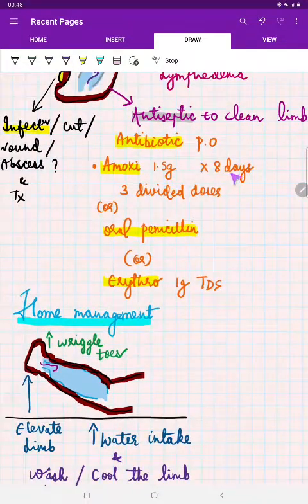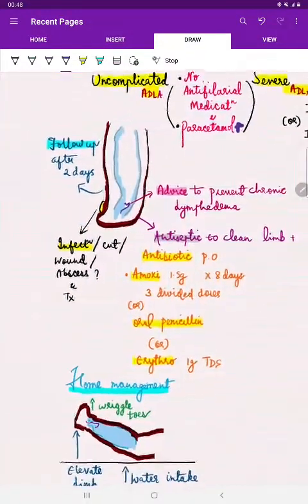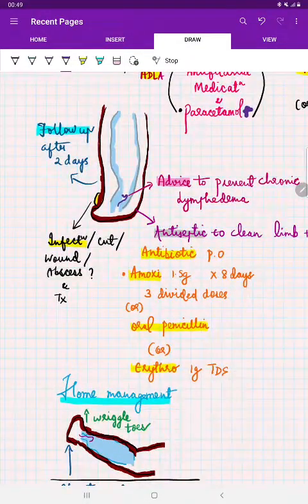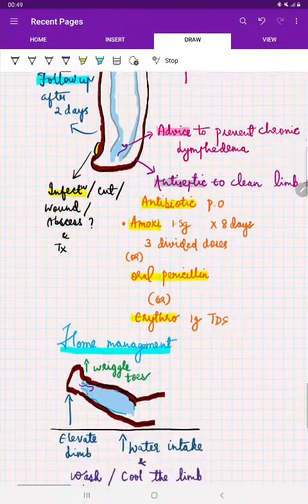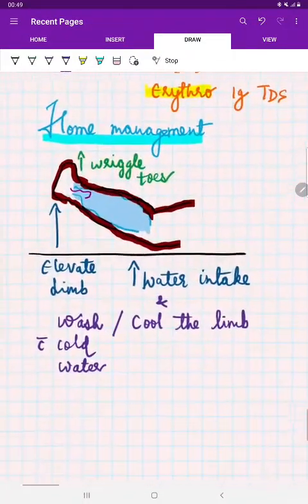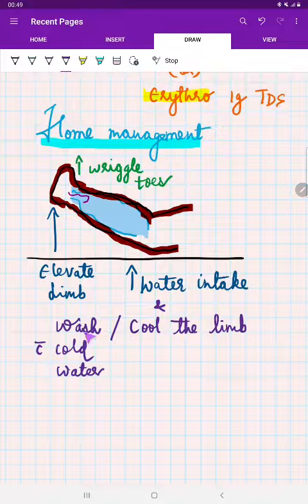Amoxicillin 1.5 gram for minimum 8 days, in 3 divided doses. Then you can give other oral penicillins also. Allergic to penicillin, give erythromycin. Simple. And ask the patient to follow up after 2 days. Now, when he is going home, what is the home management? Simple. In home management, ask the patient to elevate the limb, wash with cold water or cool the limb, increase the water.